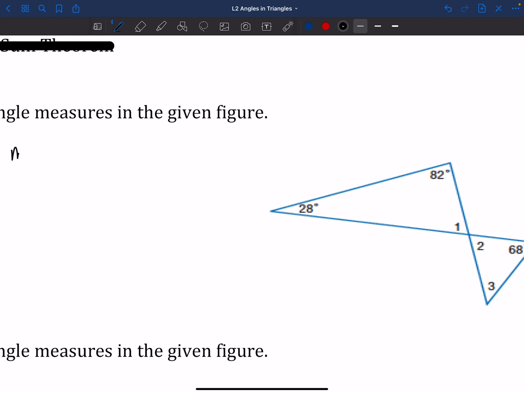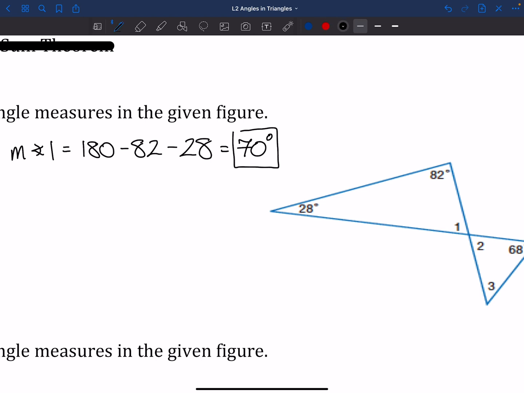To figure out the measure of angle 1, I'm going to start with 180, and I'm going to take away those pieces I know. So I'm going to subtract 82, and I'm going to subtract 28. When I do that, and you can use a calculator to double check, I'm going to end up with 70 degrees. So 70 degrees is my measurement for angle 1.